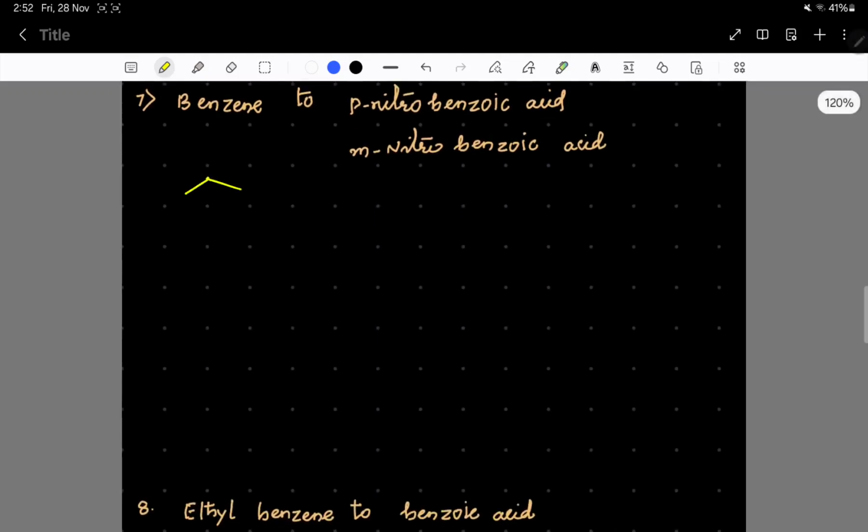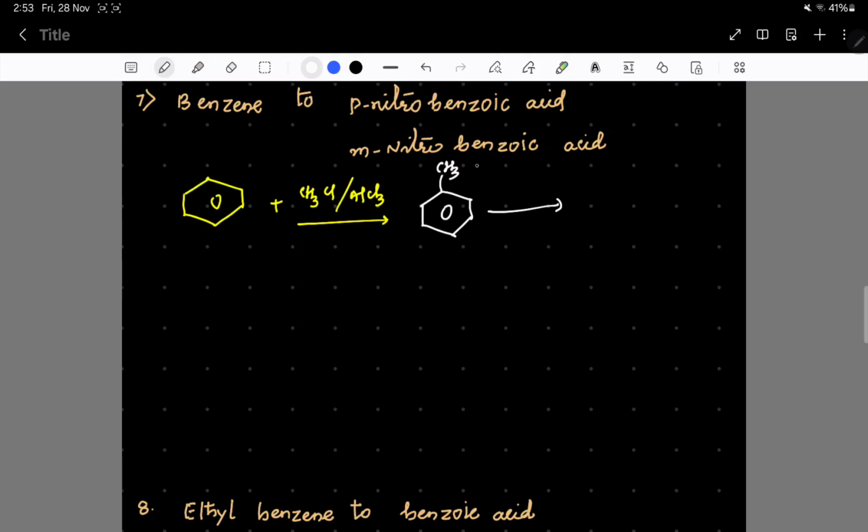Now you can take benzene, student. This benzene, same scenario, student, you can take CH3Cl followed by AlCl3. Now you will get, student, toluene or methyl benzene as the product. Now this methyl benzene has an electron donating group, student.